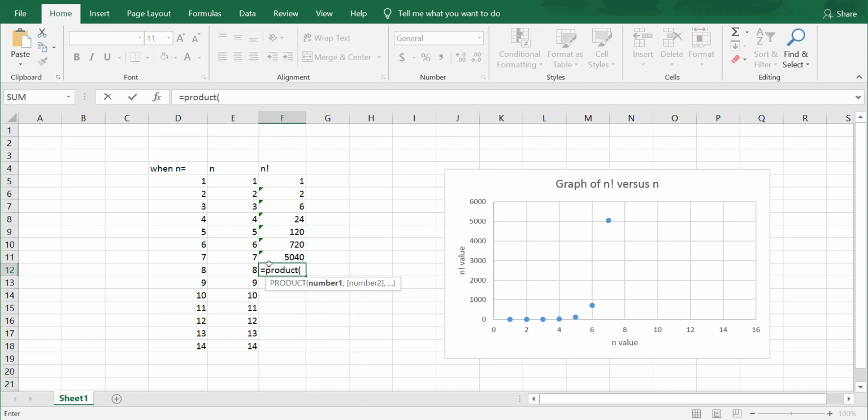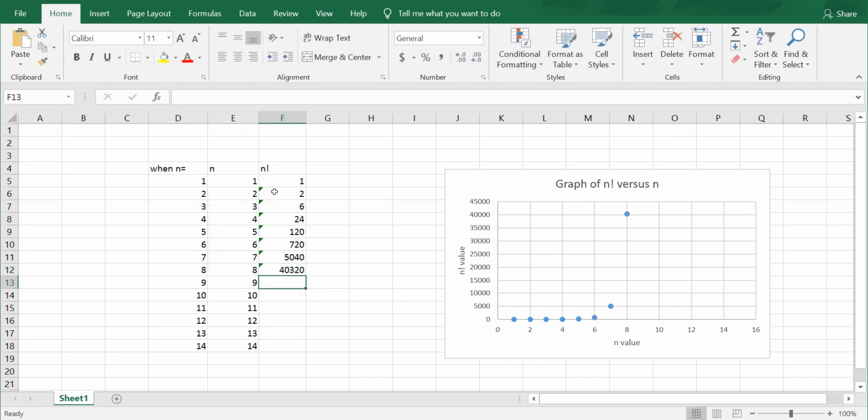So as n is equal to 8, you will see n factorial is slightly more than 40k, and the graph on the right shows that it is more like an exponential graph. This is not surprising, because when n increases, n factorial exponentially increases even much more.